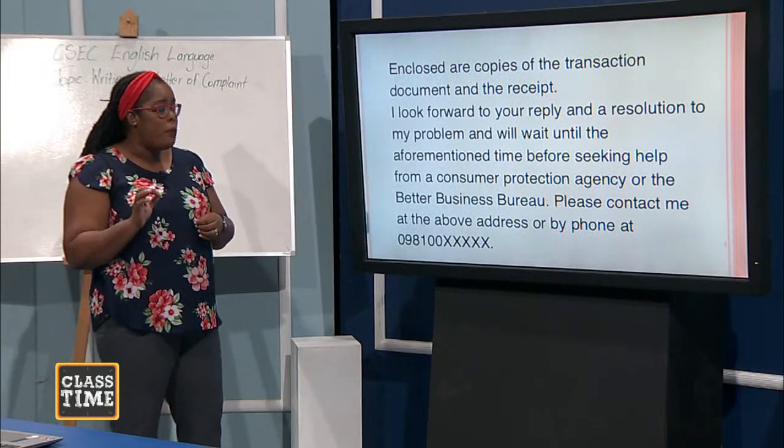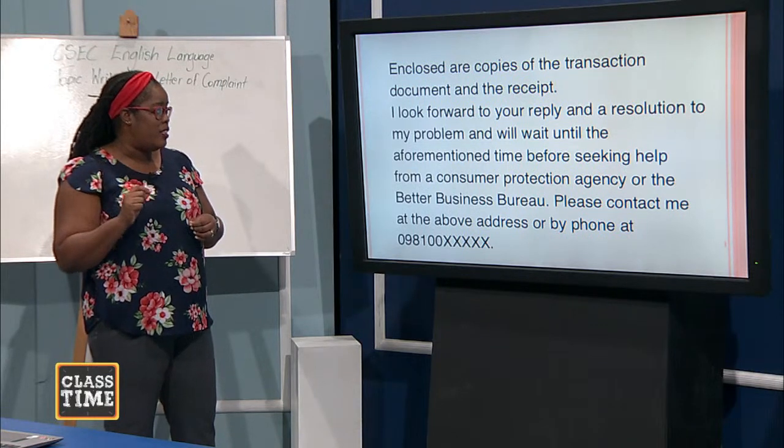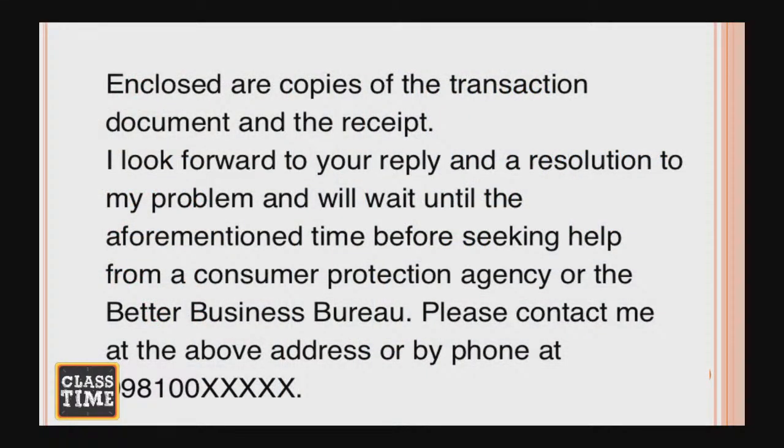Enclosed are copies of the transaction document and the receipt. I look forward to your reply and a resolution to my problem and will wait until the aforementioned time before seeking help from a consumer protection agency or the Better Business Bureau. Please contact me at the above address or by phone at, right? And the person has indicated their number.